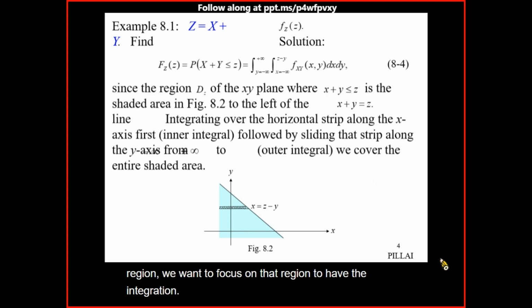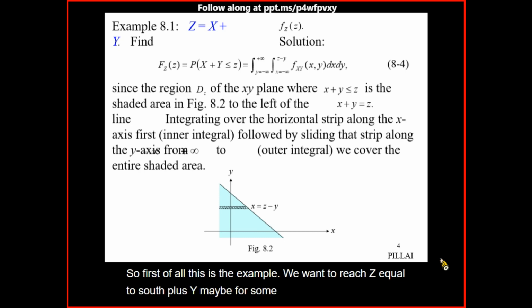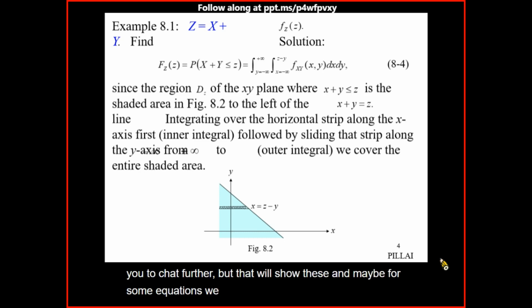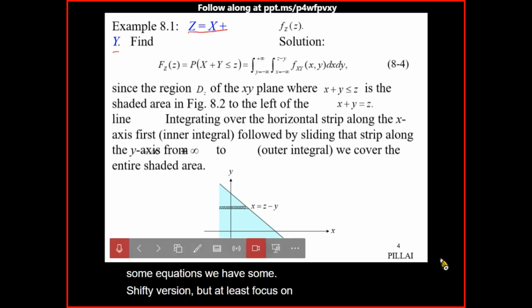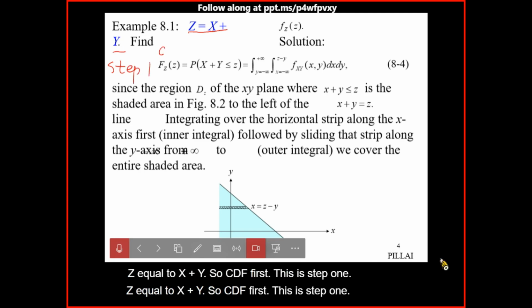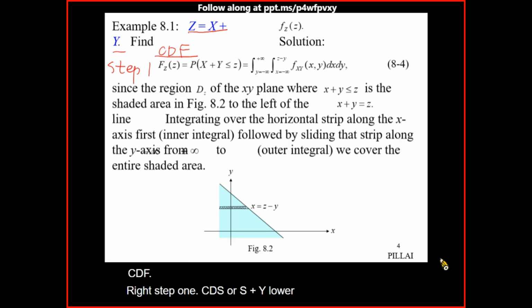First of all, this is the example we want to reach: Z equal to X plus Y. For some equations, we may have a shifted version, but at least focus on this. So CDF first. This is step 1, CDF: X plus Y lower than the specified variable z.